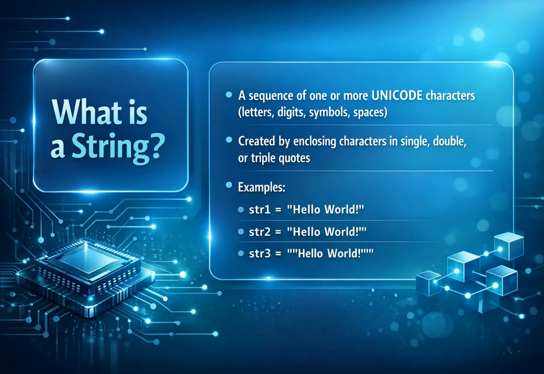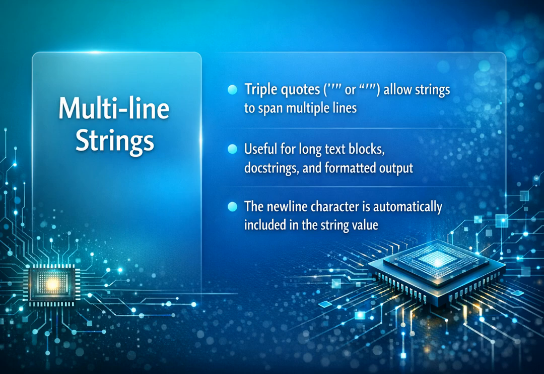You create a string by enclosing characters in single, double, or triple quotes. Whether you use single or double quotes does not matter, as long as you are consistent. Triple quotes are used for multi-line strings. Triple quoted strings can span multiple lines without needing any special escape characters. They are commonly used for documentation strings, also called docstrings, which describe what a function or module does. The newline characters in the text are preserved inside the string.